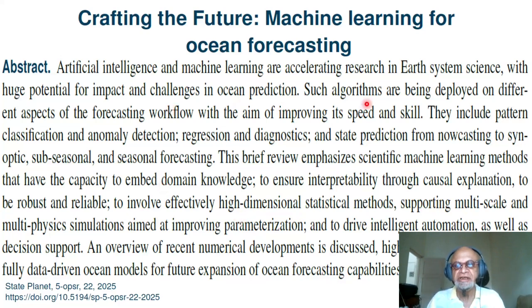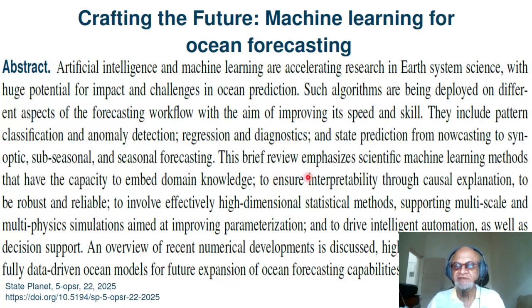Artificial intelligence and machine learning are accelerating research in our system science with huge potential for impact and challenges in ocean prediction. Such algorithms are being deployed on different aspects of the forecasting workflow with the aim of improving its speed and scale. We discussed this a lot already for atmosphere, ocean, coupled systems, Earth system, climate predictions, and so on. They include pattern classification and anomaly detection, regression and diagnostics, and state prediction from nowcasting to synoptic, subseasonal, and seasonal forecasting. Synoptic is typically, let's say, day 1 to 10. Subseasonal is week 2 to 4, and seasonal is, of course, beyond a season to interannual time scales.